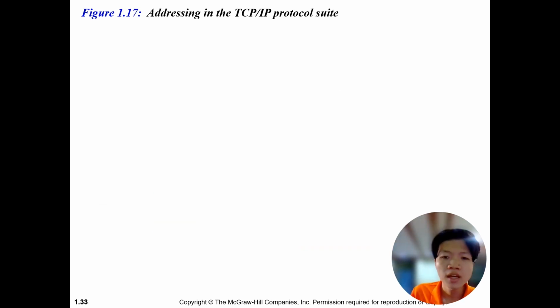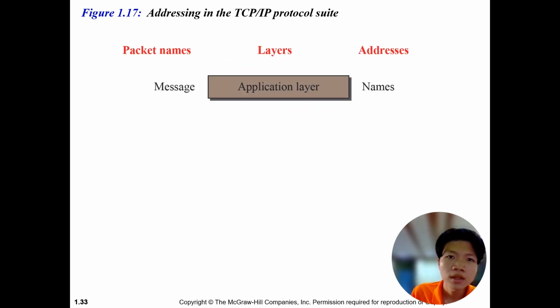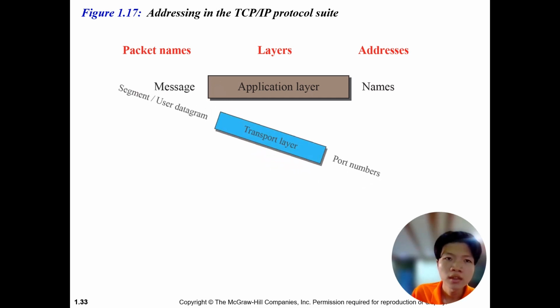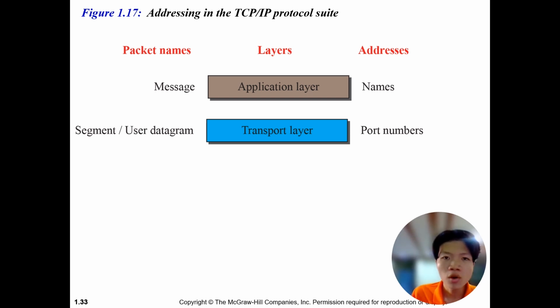Addressing in the TCP/IP protocol suite. At the top, the application layer adds the message and names it. This is where your email client or web browser interacts. Next, the transport layer takes the message and packages it into a segment or user datagram. It adds port numbers to identify the specific application on the receiving end.